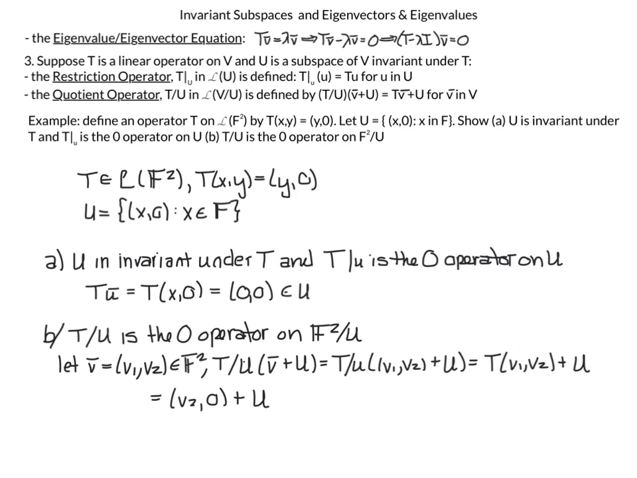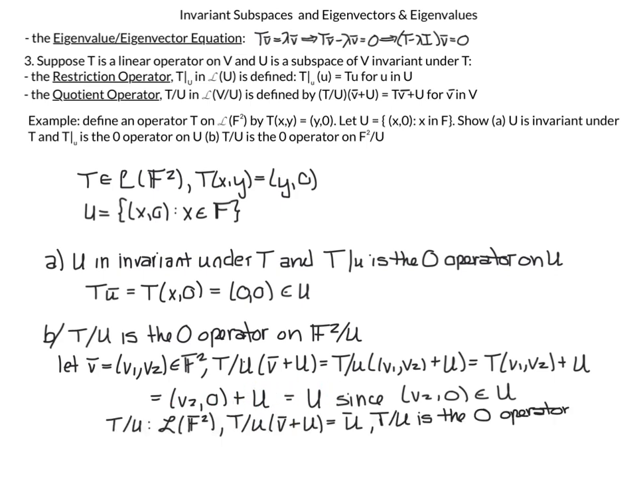Applying now our transformation to (v1, v2), where is our transformation over here? That'll give us (v2, 0) plus U. But since (v2, 0) is an element of the subspace U, we can just say that this is equal to U, because this added to the subspace it's contained in is simply the subspace. So in other words, this quotient operator T over U will take our vector plus a subspace U, and it gives us back our subspace. So T over U is essentially the zero operator.